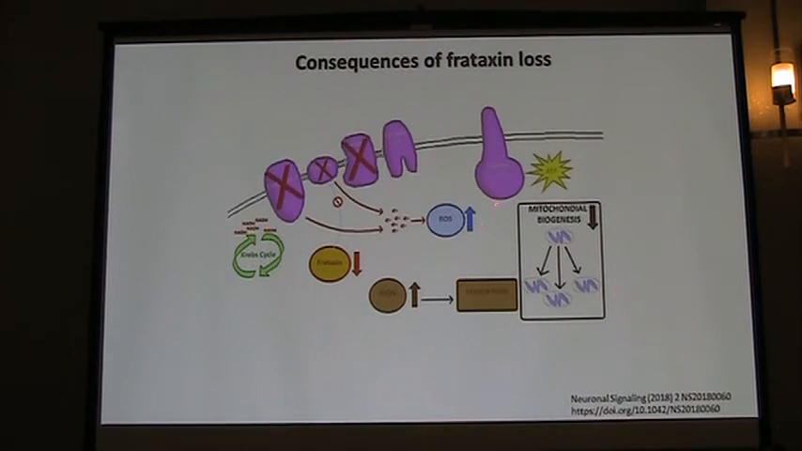Also, what happens when frataxin levels are low is that mitochondrial biogenesis is affected. What is mitochondrial biogenesis? It is making new mitochondria. So when the cell needs more energy, it makes new mitochondria because the mitochondria are the power plant of the cells, and without frataxin, the cell cannot do that anymore.